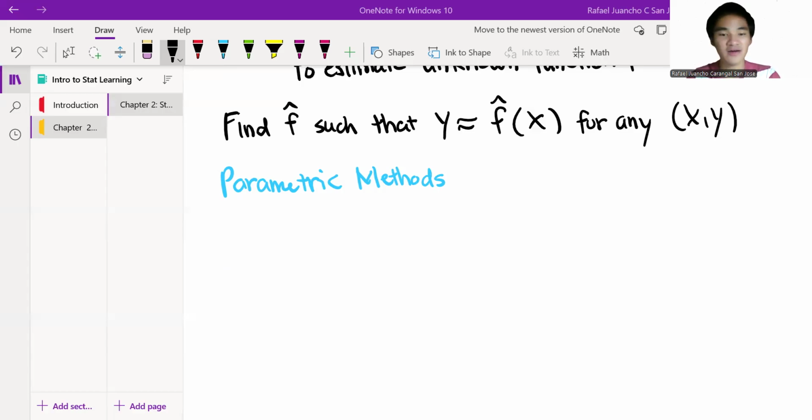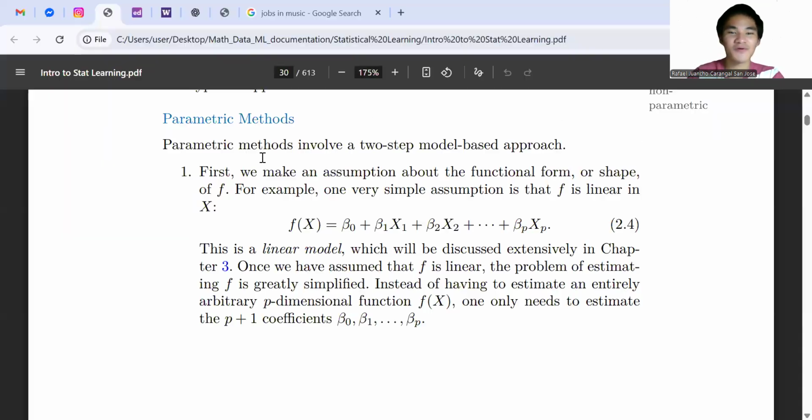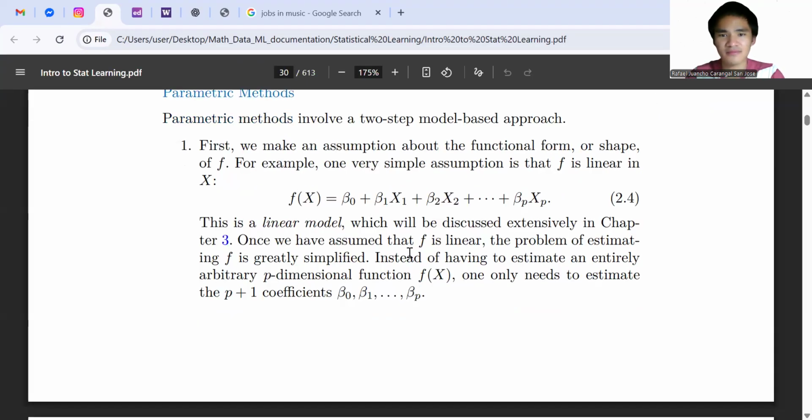The first thing that we have to do is make some assumption. Let me actually share what I'm reading, I'm going to the book. So we first have to make some assumption about the functional form, or the shape, right? One very simple assumption is that f is linear, right? So that's the first step.